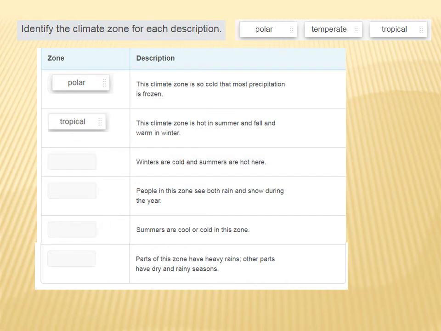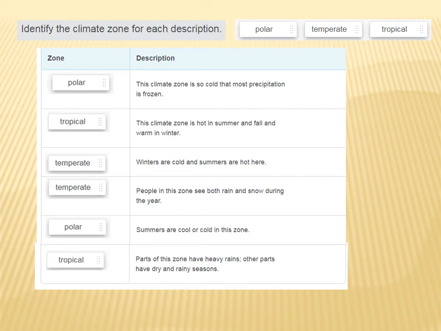Excellent, tropical. Winters are cold and summers are hot here. Wonderful, temperate. People in this zone see both rain and snow during the year. Yes, again, temperate. Summers are cool or cold in this zone. Polar, very good. Parts of this zone have heavy rains, other parts have dry and rainy seasons. Very good, tropical.